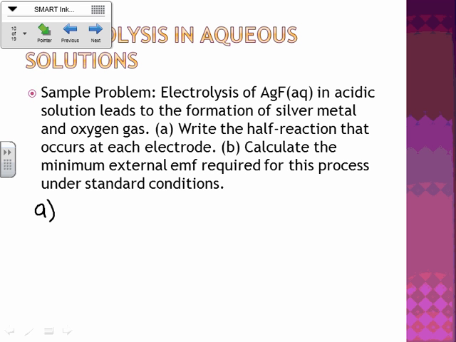Okay, so we've got an AgF solution. Okay, and it says it's an acidic solution, so that's nice. We've got some acid H plus ions there present in case we need them. It leads to the formation, and it's even telling us what's happening here, the formation of silver metal and oxygen gas. Okay?